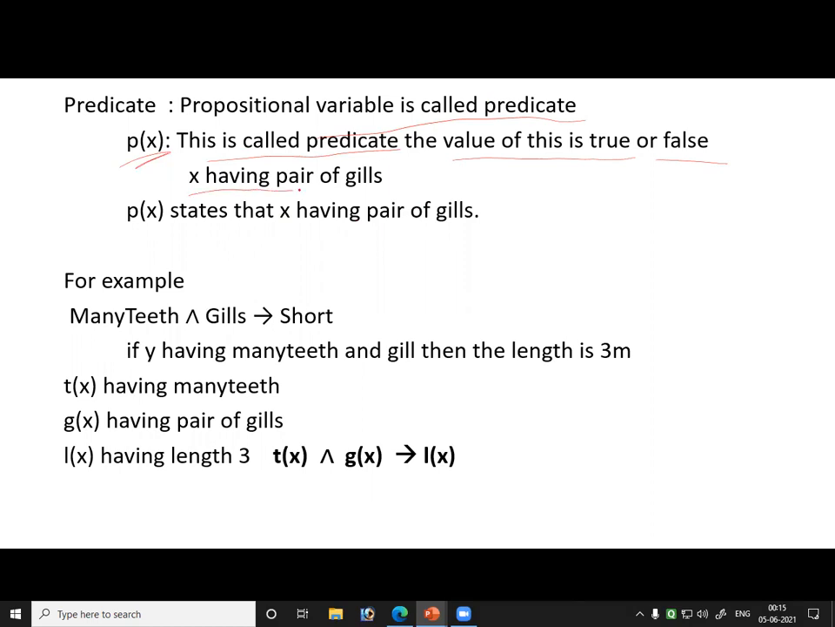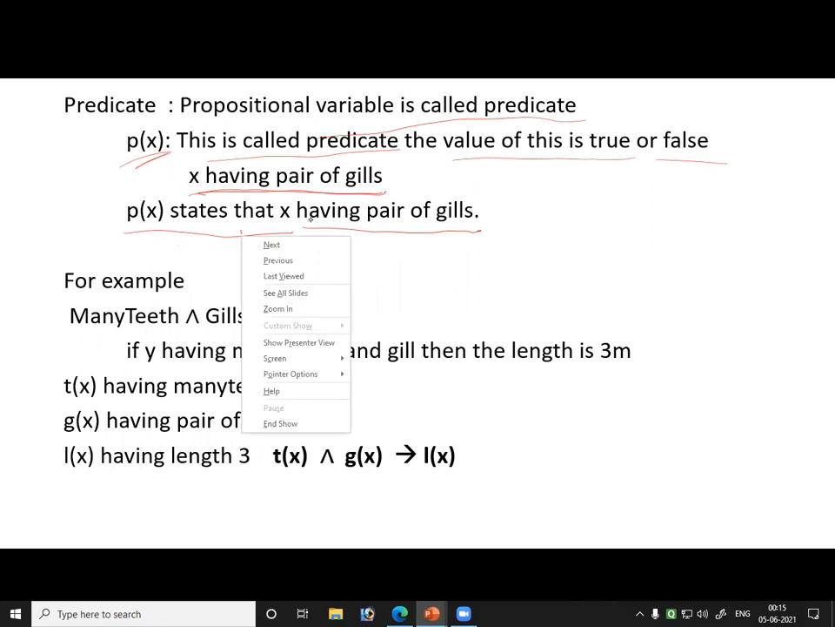Is X having a pair of gills? True or false. P of x states that X has a pair of gills. If P of x is true, that states X is having a pair of gills. If P of x is false, that states X doesn't have a pair of gills.